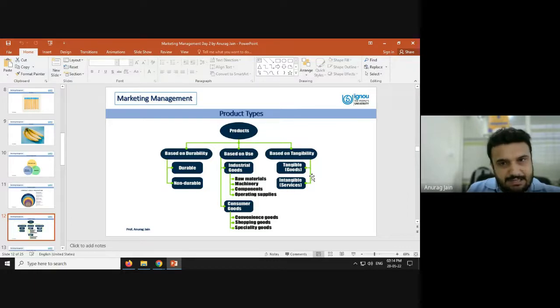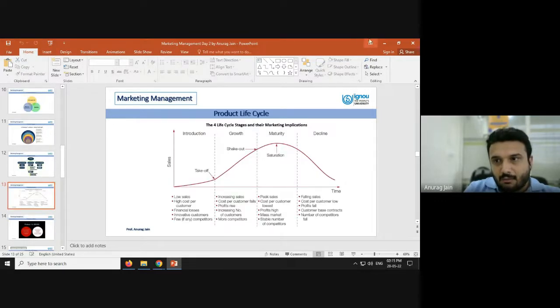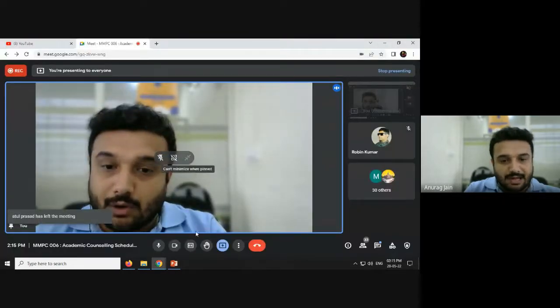But in major cases, we see there are some services which we get with the products. It can be after-sale service, it can be during-sale service, or these possible cases are there. So these are the major three categories under which we can divide the different types of products which are out there. Moving ahead, we are going to talk about the product life cycle.